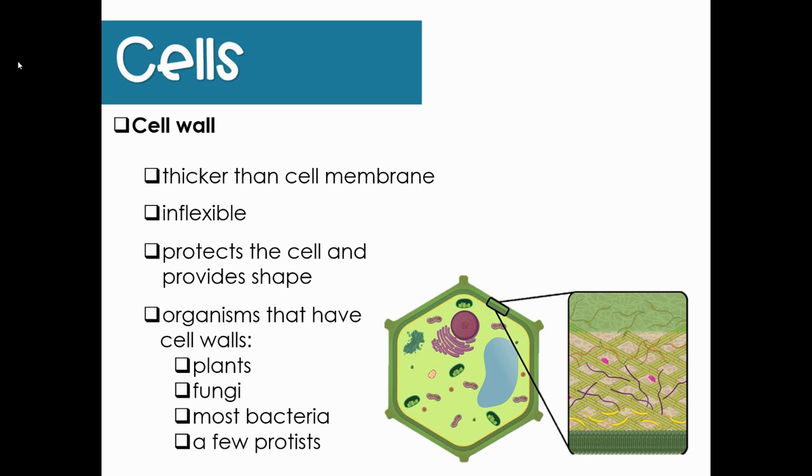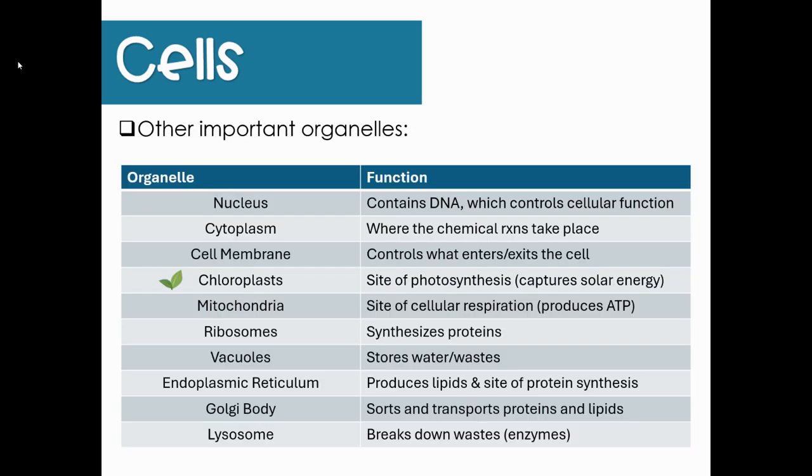Another organelle that might be found in plants and fungi and some bacteria and some protists is a cell wall. And so a cell wall is a little different than the cell membrane. It's going to be a little thicker. It's not flexible like the cell membrane is. And the reason for that is because the cell wall's purpose is to protect the cell and then provide shape for the cell. There are other important organelles that you need to make sure that you know.